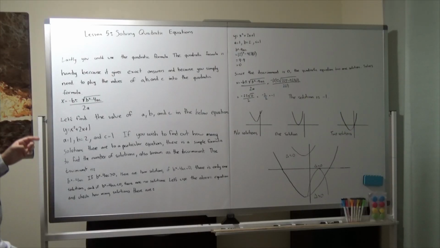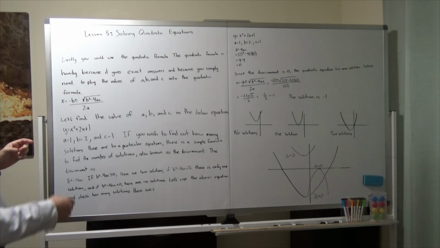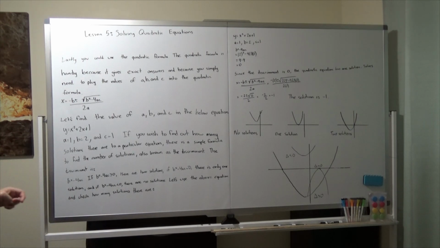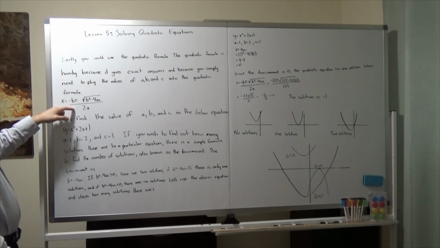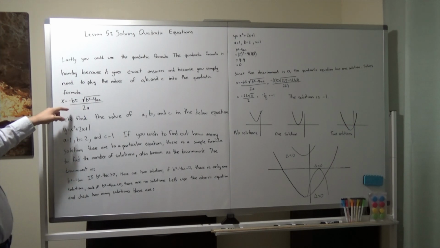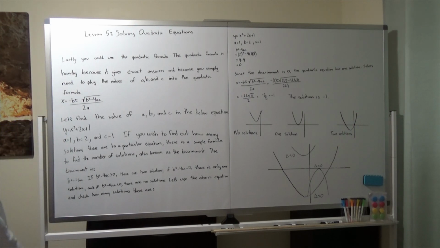Lastly, you could use the quadratic formula. The quadratic formula is handy because it gives exact answers, and because you simply need to plug in the values of a, b, and c into the quadratic formula. It is the method you would use to find the exact solutions to a quadratic equation. The formula is x equals negative b plus or minus the root of b squared minus 4ac over 2a.